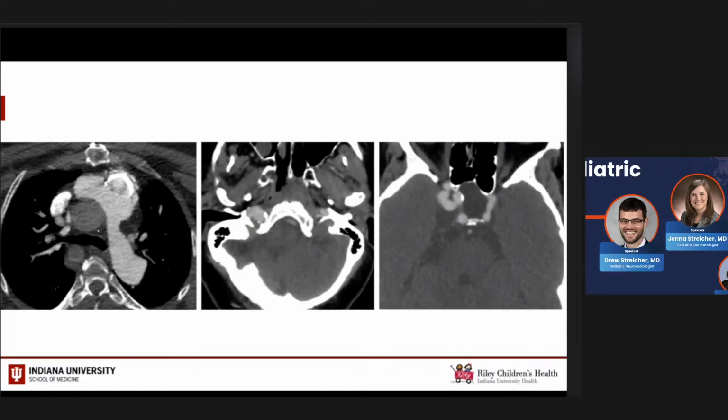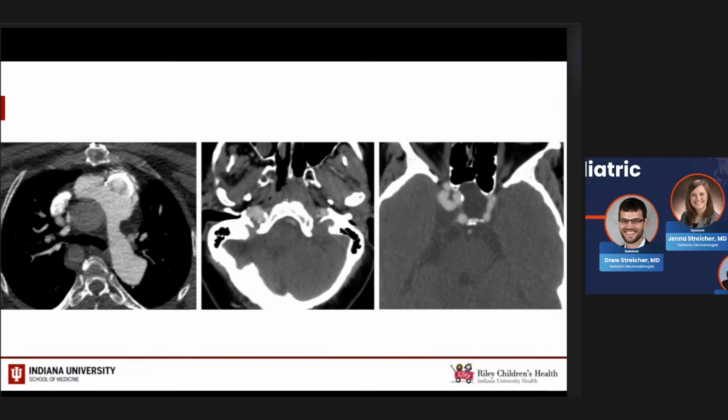Another image here, so we can see that there are some abnormalities in regards to arterial anomalies. We can see enlargement and tortuosity of the right ICA on the CTA sequence, with tortuosity and enlargement of the right cavernous and supraclinoid ICA, and enlargement of Meckel's cave here as well.